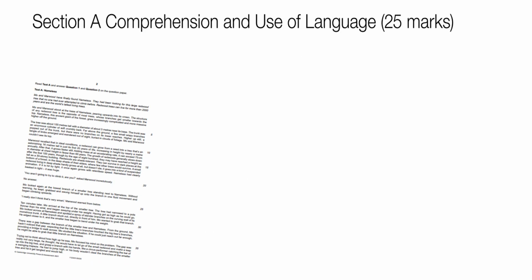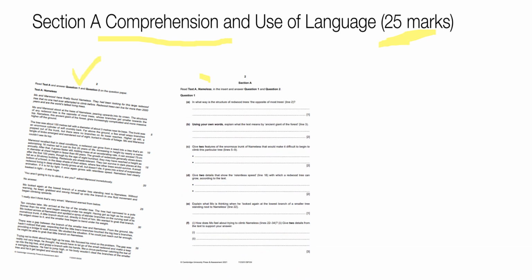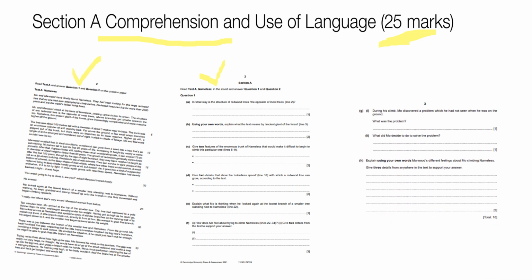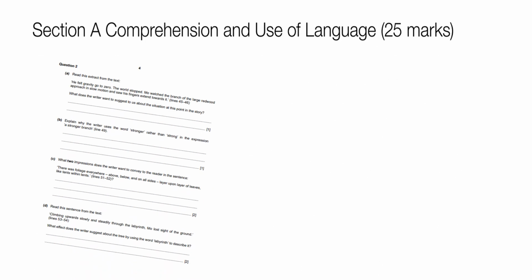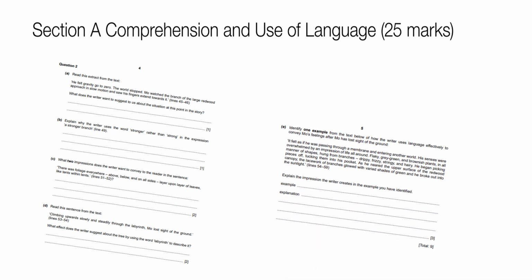Now Section A, which is called comprehension and use of language, is of 25 marks. Now here is the passage for Section A, and on this, these types of questions are given to you. Now the first set of questions is of 16 marks and these questions are of varied number. Now here is the space provided for writing the answers. Section A comprehension is 25 marks, and the further part is 9 marks of language-based questions, and these are the question sets. Don't worry, I'll be making some detailed videos to explain it.